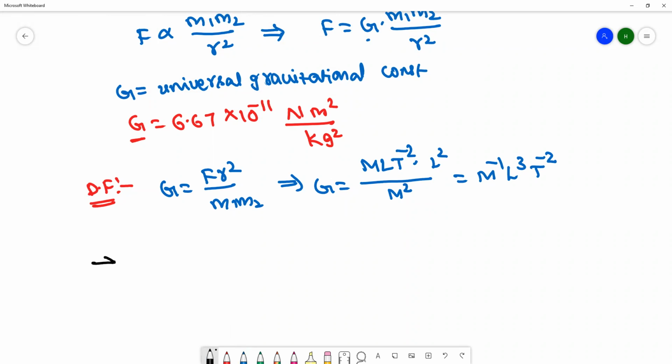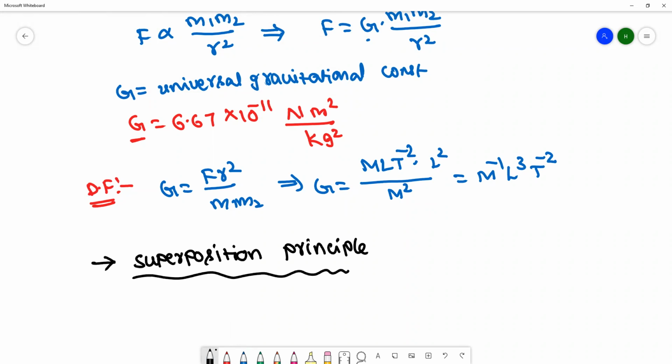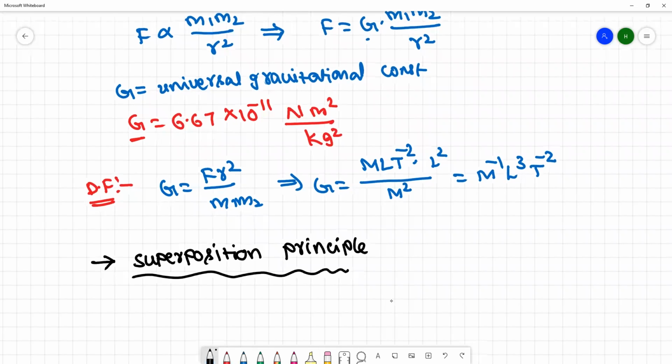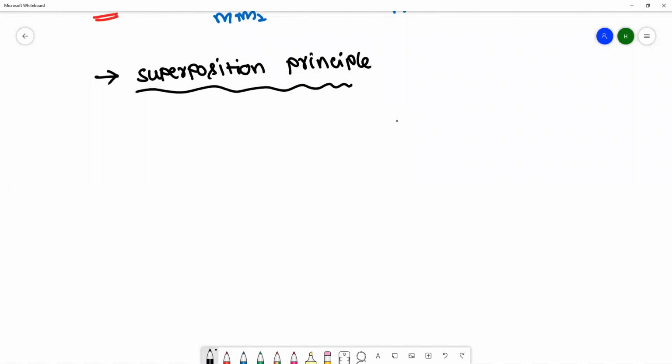Next, superposition principle. Let us consider one system. The system contains a number of masses. This system contains masses m1, m2, m3 and m4. So many masses are there.